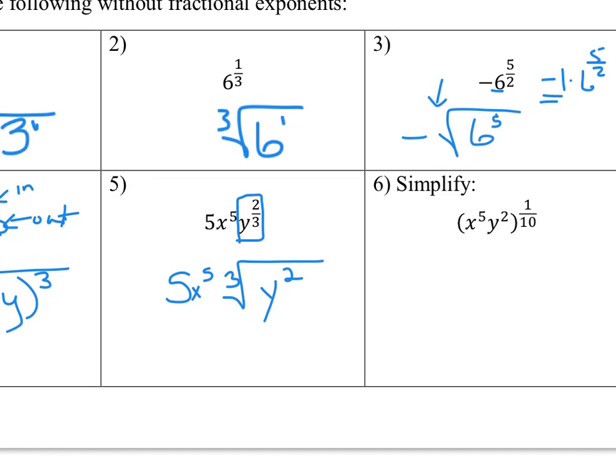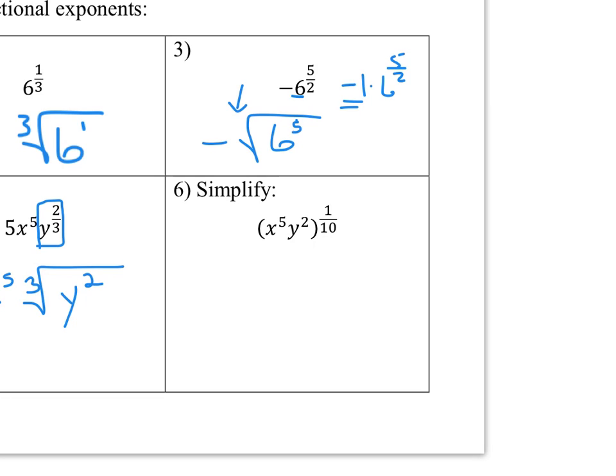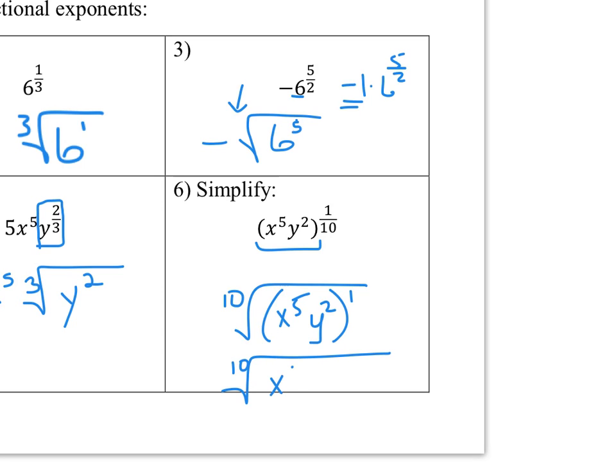Moving on. Here we go. This one is pretty straightforward. The whole thing is under the radical. So x to the 5th y squared is under the radical. The 1 is on the inside, the 10 is on the outside. Since the 1 is on the inside, we can just write it like that because to the 1st power is nothing.